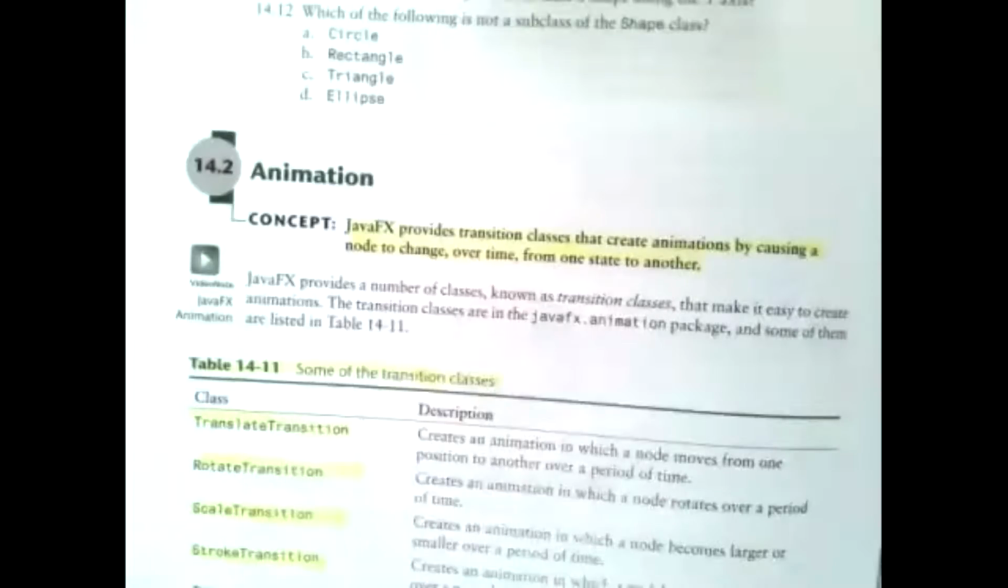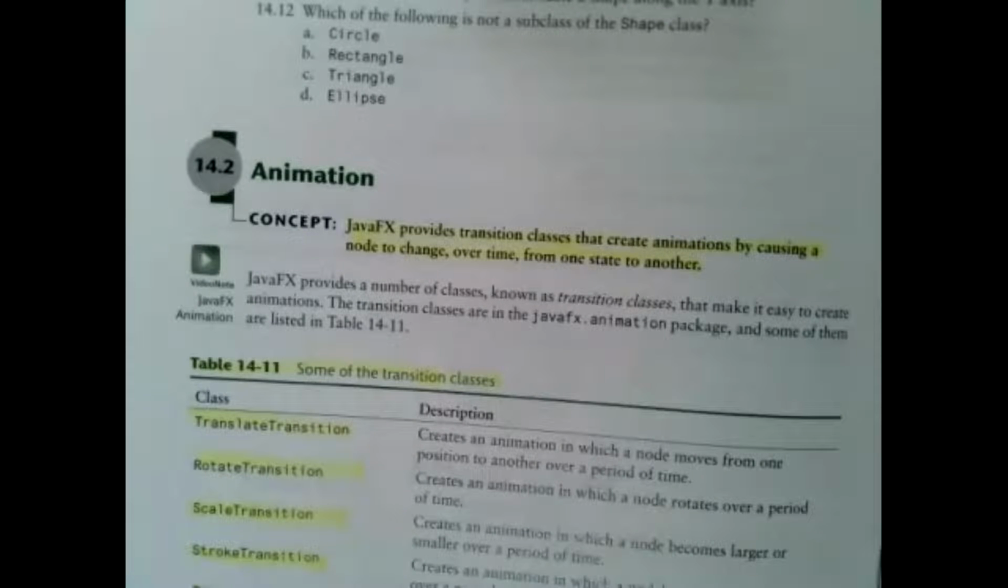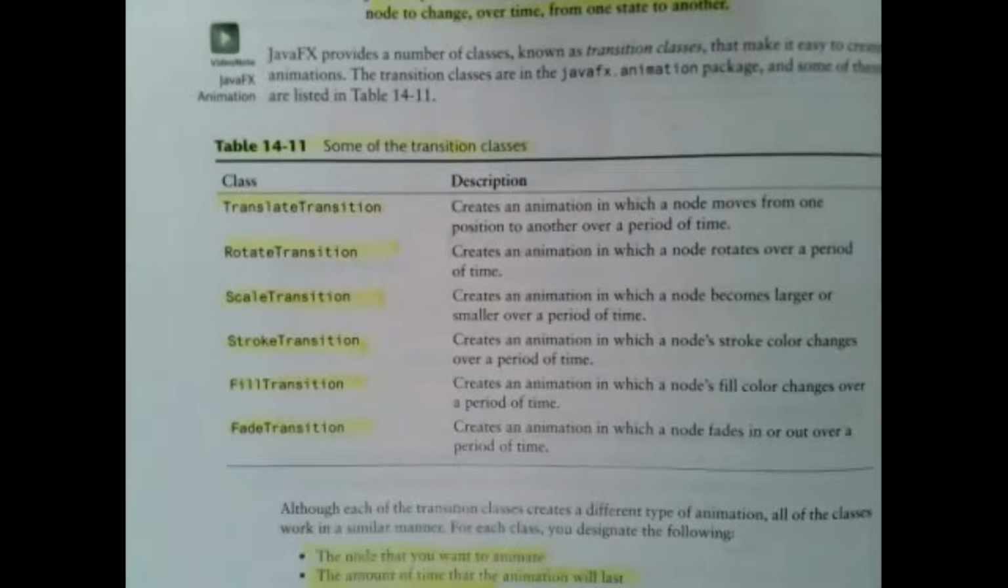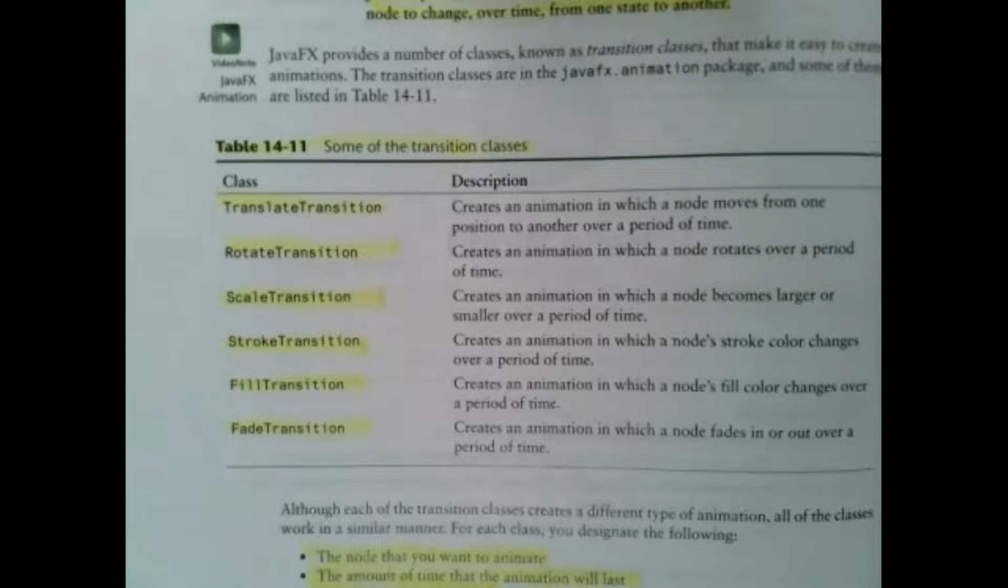Any questions? All right, starting to get into some fun things. Animation. And what do we have going on with animation? Well, I have a list of them here. These are nodes that are going to change over time, and they're going to go from one state to another. The first one is translate transition. This would move from one position on a screen to another. It's going to jump around on the screen.